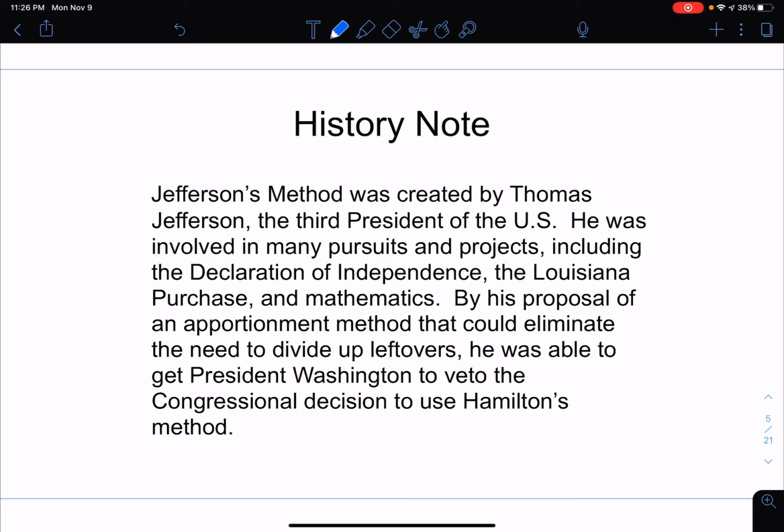But anyways, so this apportionment method eliminated the need to divide up leftovers that existed when we were looking at Hamilton's method and Lowndes' method and things. So he was able to get President Washington to veto that congressional decision to use Hamilton's method. So that's how he convinced Washington that it would work better. It's like, oh, we don't even have to worry about the leftovers if we just keep modifying the divisor and force it to work.